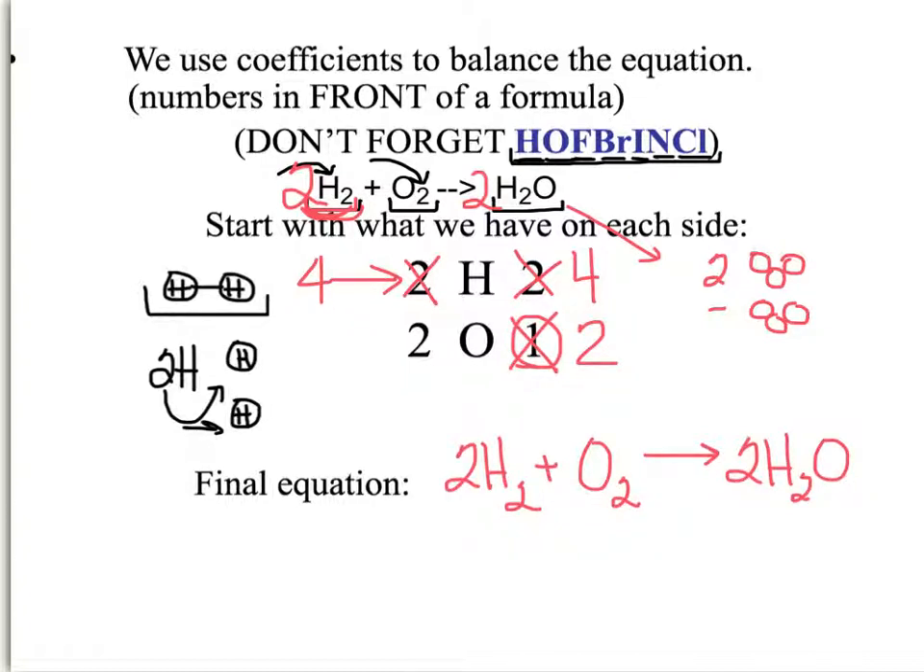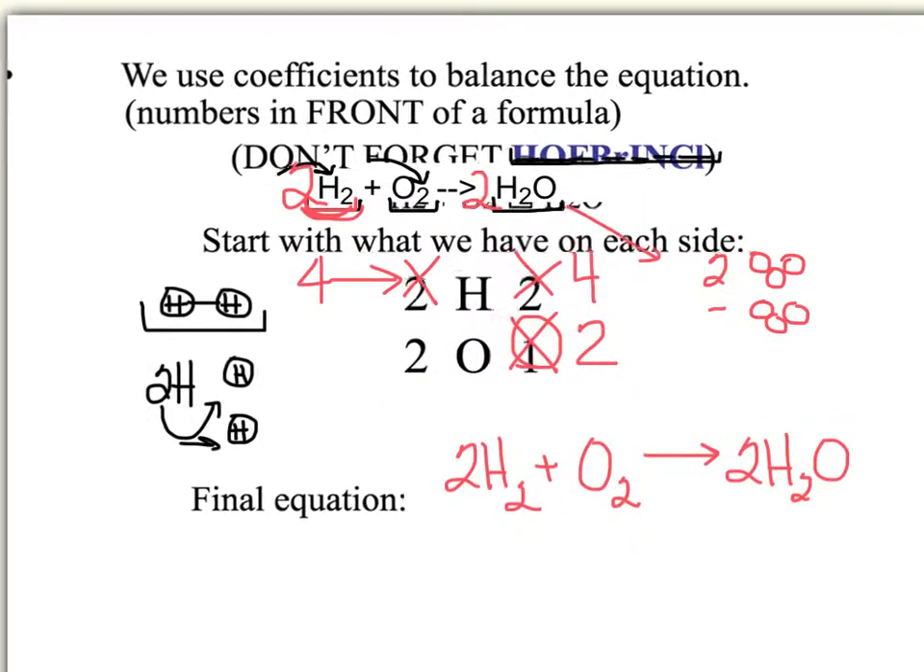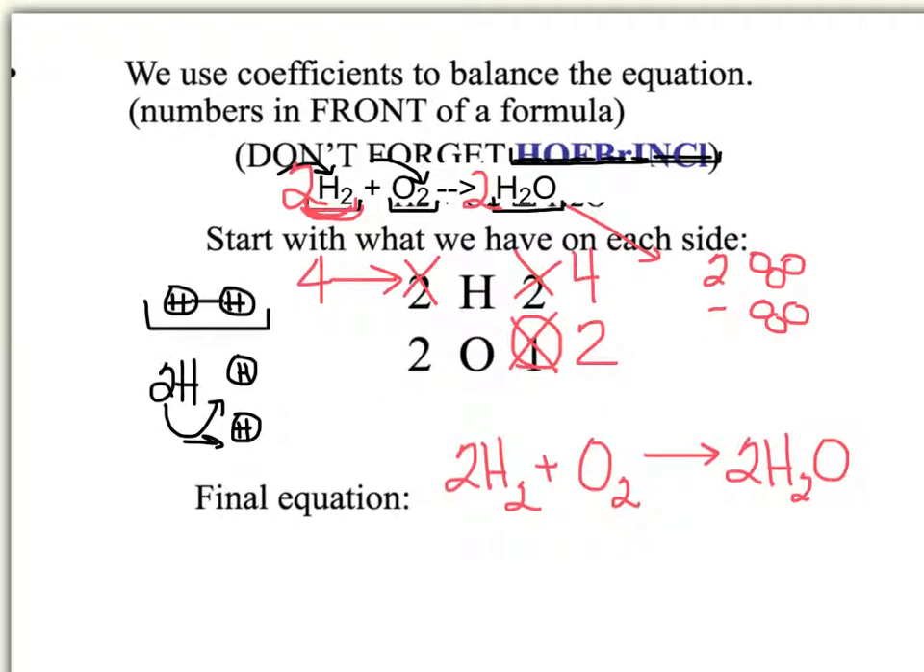Notice that we didn't change the number of atoms on each side. We still have 4 atoms of hydrogen on the left and 2 atoms of oxygen. We have 4 atoms of hydrogen on the right and 2 atoms of oxygen. All we've really done is rearrange their locations.